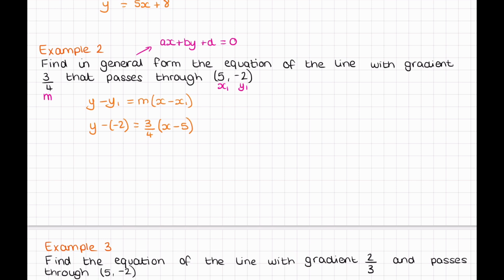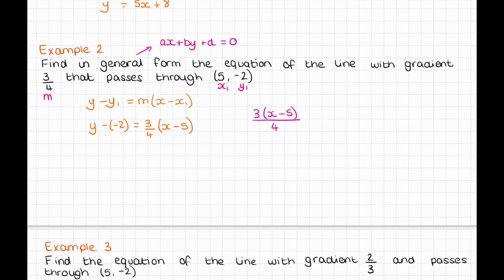Now from here, there are different ways to rearrange this and to get it into the form ax plus by plus d equals 0. Remember that in that form, we cannot have a fraction. But here my gradient's a fraction. So what I would like to do here is get rid of the fraction first to make it simpler. It is also to note here that the 3/4 times x minus 5 can also be written as 3 times x minus 5 on 4. They are the same thing.